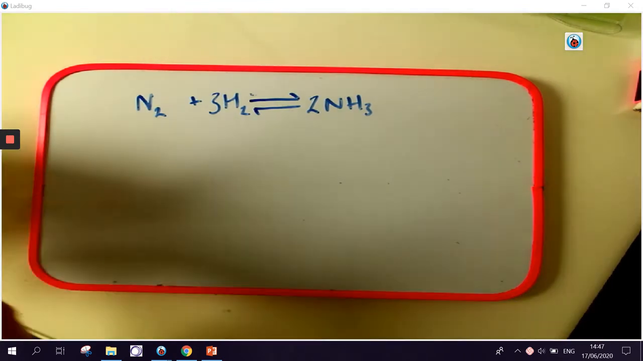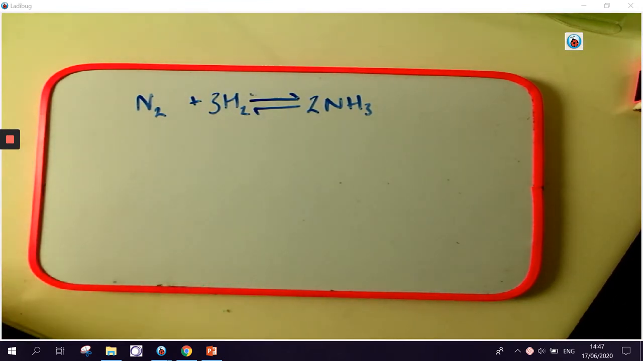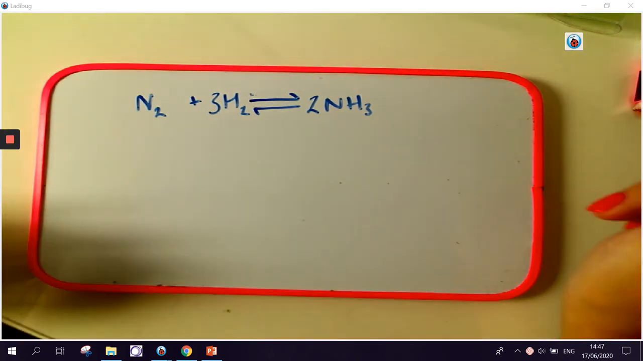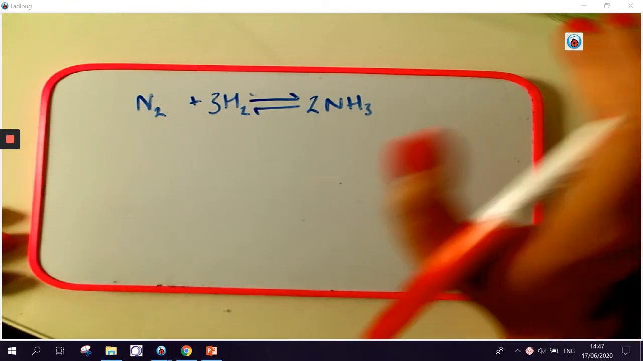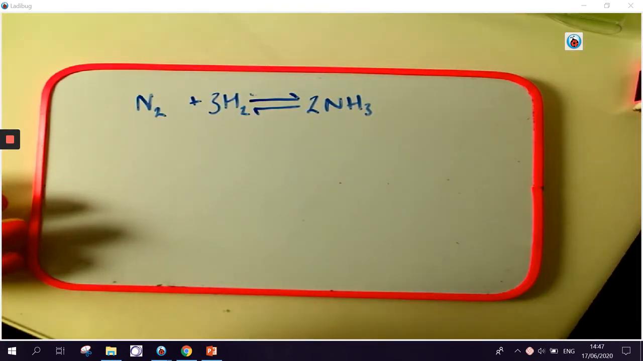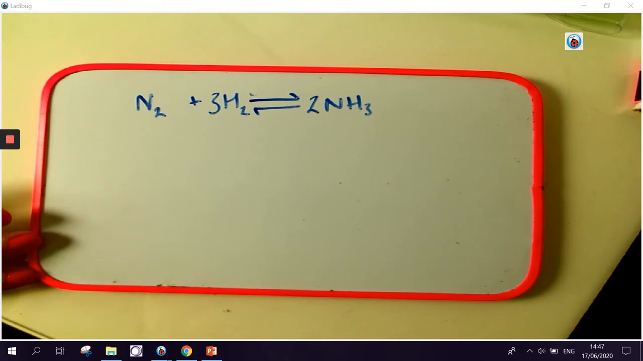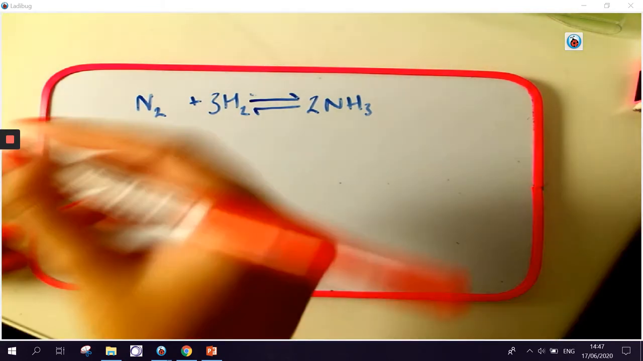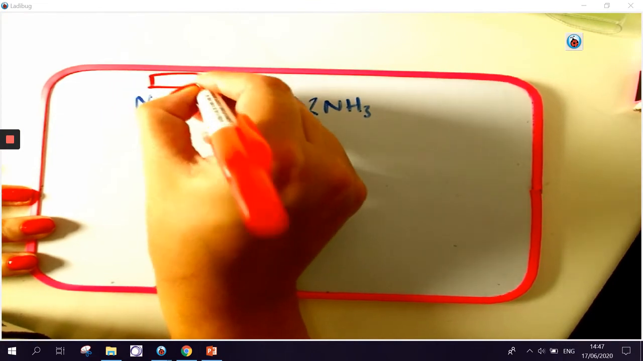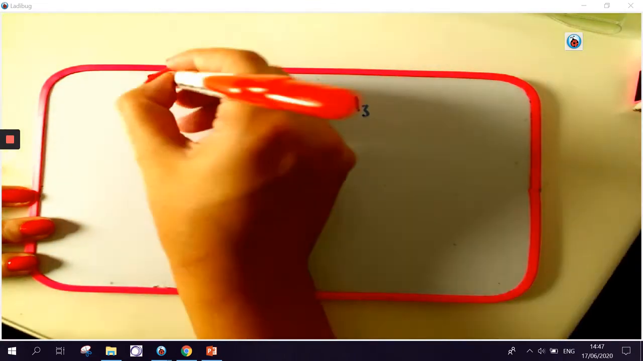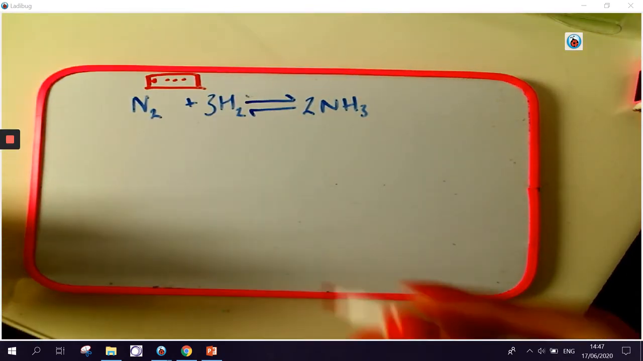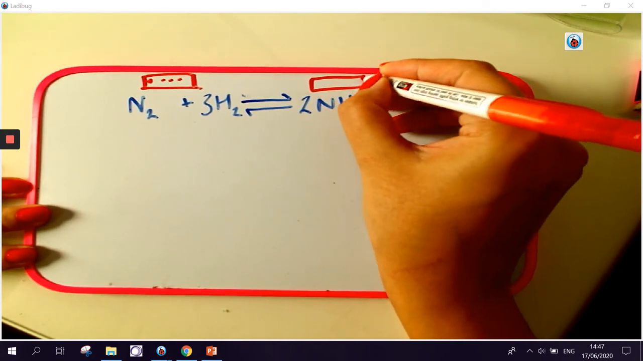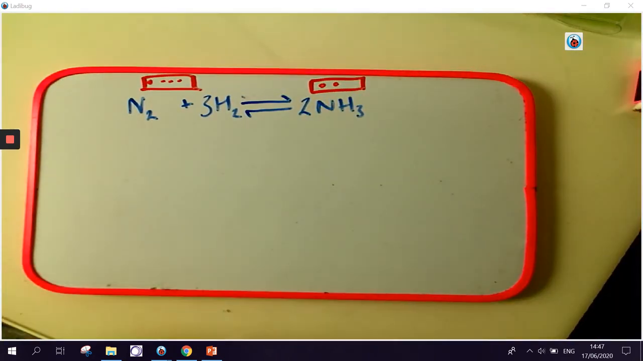So now let's have a look at how pressure can affect the position of this equilibrium. Now, the thing that we need to look at when we are talking about pressure is the number of moles or molecules on each side of the reaction. So what I'm going to do, and what I always do, is I put a little dot above to represent the molecules on that side. So here, I would have 1 nitrogen and 3 hydrogen molecules. So on that side, I've got 4 molecules. And on this side, I've got 2 molecules, 2 ammonia molecules.